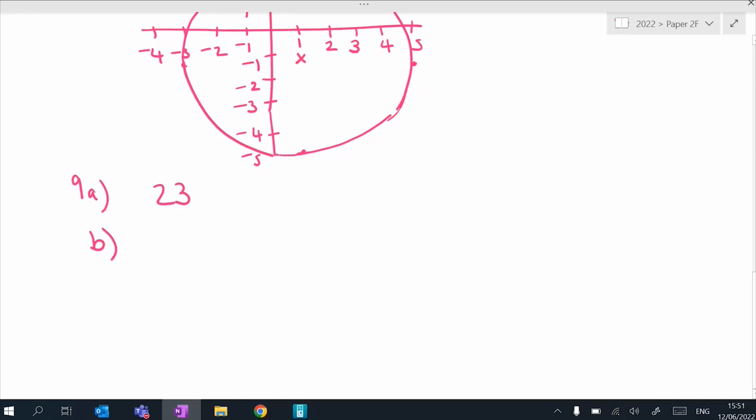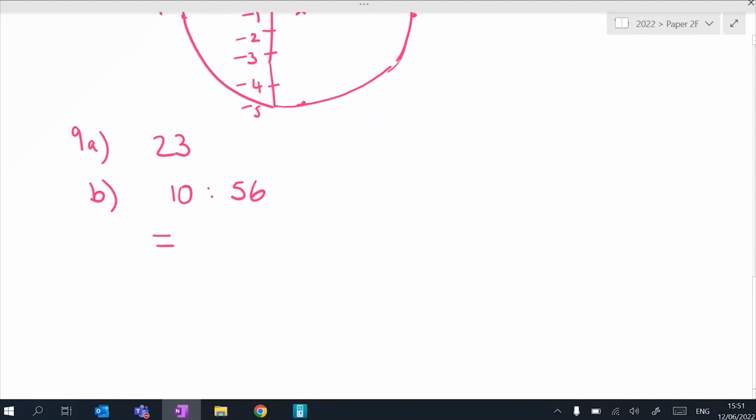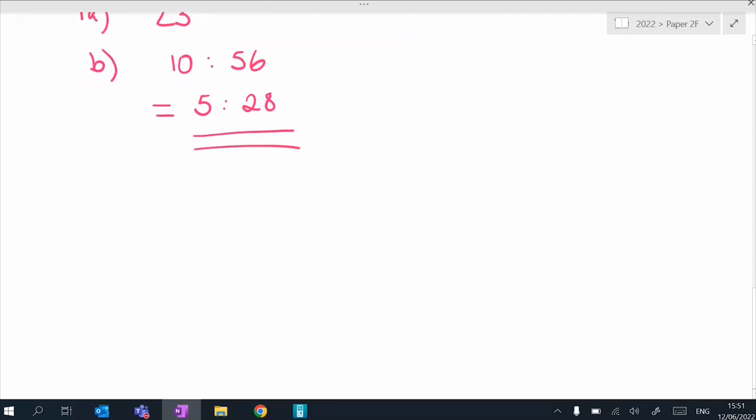And the ratio of the number of houses in January to June. So January is 10. June is 1, 2, 3 lines above 50, so 56. And we normally simplify, so I can halve both of those. So 5 to 28. Okay, that question doesn't ask for it in its simplest form, so they may give you the mark for 10 to 56 because it hasn't specified to simplify.